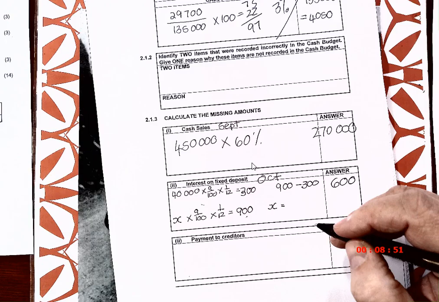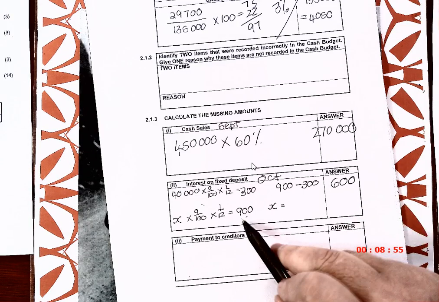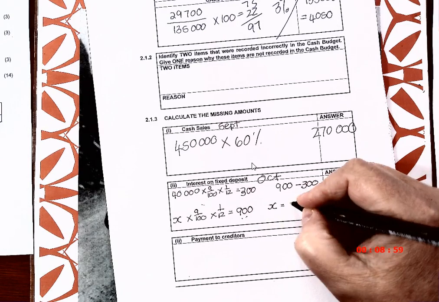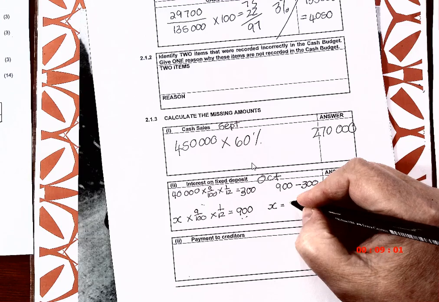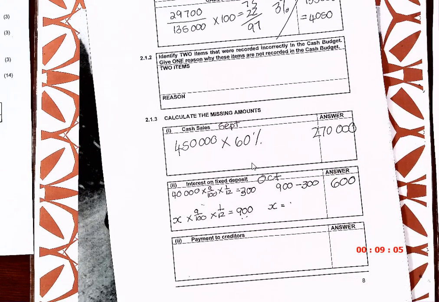No. Don't just say numbers. So it's 900 times 100 divided by 9 times 12 gives me 120,000.